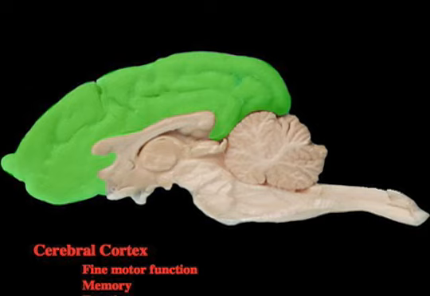And last but by no means least, or at least not for us, the cerebral cortex. Responsible, at least in man and the primates, for fine motor function. We will debate that in a few lectures' time. Responsible largely for memory. Responsible largely for emotion. The thinking man's brain, as it were.